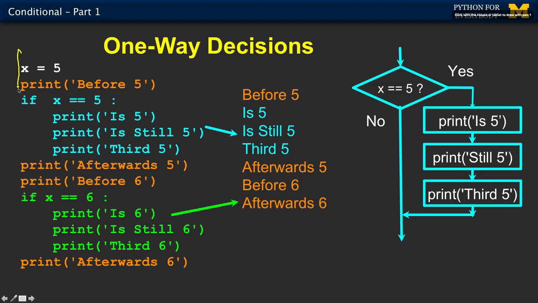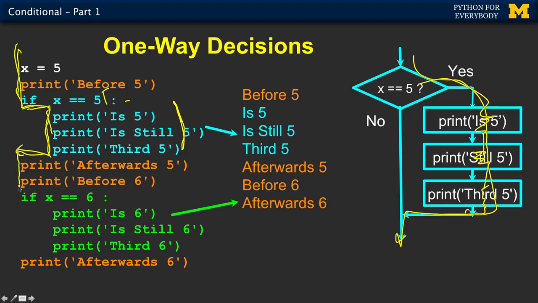You know, x is 5. We print before 5. If x equals 5, this is going to be true because it is. The colon starts an indented block. Now, by maintaining the same indent, you make this all part of the conditionally executed block. So this is 3 lines of code that it runs: this line, then sequentially this line, sequentially this line, and we indicate when we want to get out of this block and then continue by de-indenting, okay?